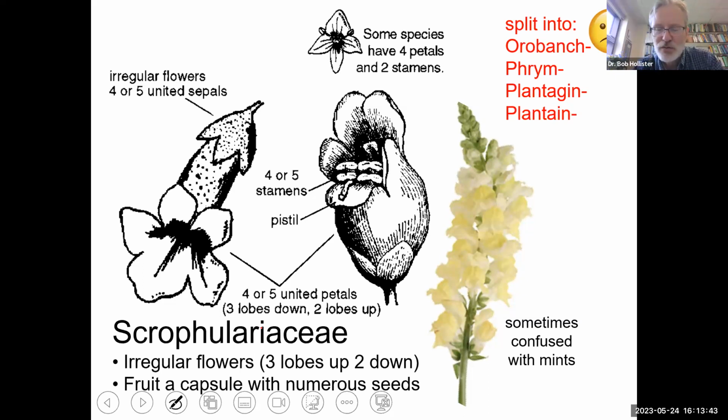And they've got the snapdragon here, which has got the two mouths. So it's two-lipped, and in this case, they tend to be a little more showy, because tends to be 3 petals on the top and 2 on the bottom. So 3 on the top and 2 on the bottom. So it's the opposite of the mints, but you could easily confuse the flower with a mint flower. But remember, mints would then have square stems, opposite leaves, that stuff. Whereas Scrophulariaceae doesn't.